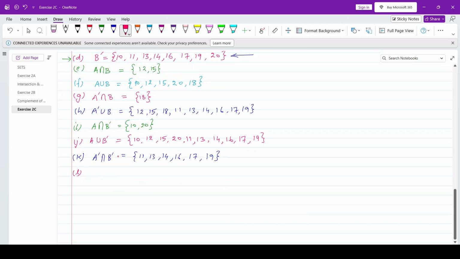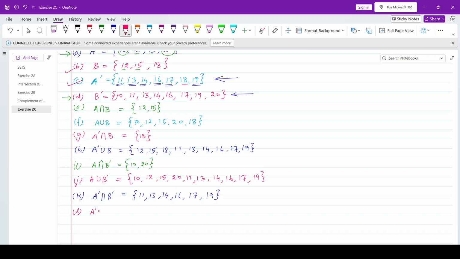Similarly, L part, A prime union B prime, that will be, this is A prime, this is B prime. So the union will be 11, 13, 14, 16, 17, 18, 19, 10, and 20. So this is our answer. Let's move on to the next question.